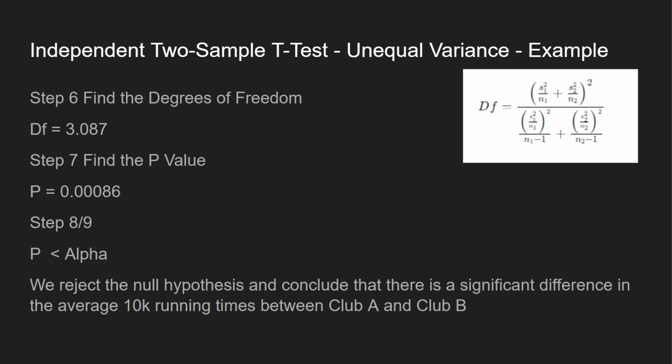Then we have to find the degrees of freedom. That is that fun formula over here to the right. And instead of putting every single step on how to calculate that formula, all we have to do is literally plug in numbers. I'm going to give you the DF value. That is going to be 3.087. Then we find our p-value, right, which is very, very low. Since we know the p-value is less than alpha, we reject the null hypothesis and conclude there is a significant difference in average 10K running times between Club A and Club B.